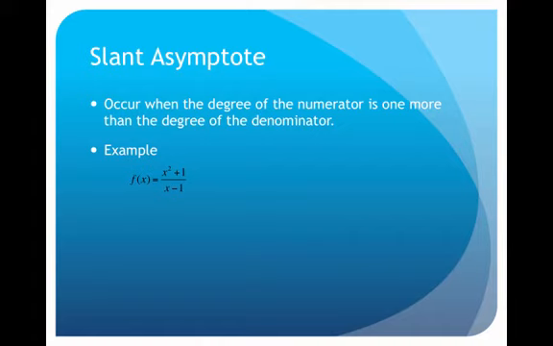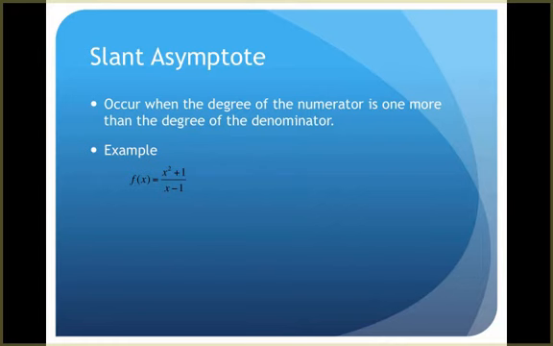Third, the slant asymptote occurs only when the degree of the numerator is 1 more than the degree of the denominator. Again, only 1 more. If it's more than that, it doesn't happen. So in this case, when we have the example f of x is x squared plus 1 divided by x minus 1, the degree of 2 in the numerator is 1 more than the degree of the denominator.